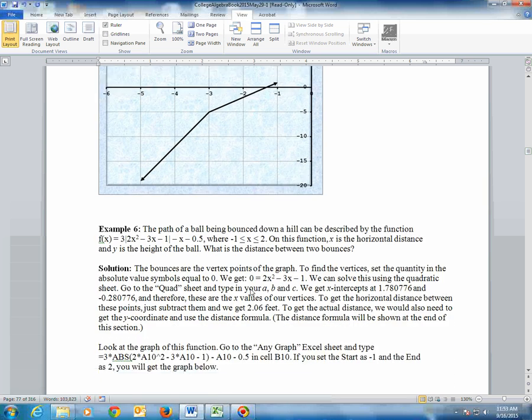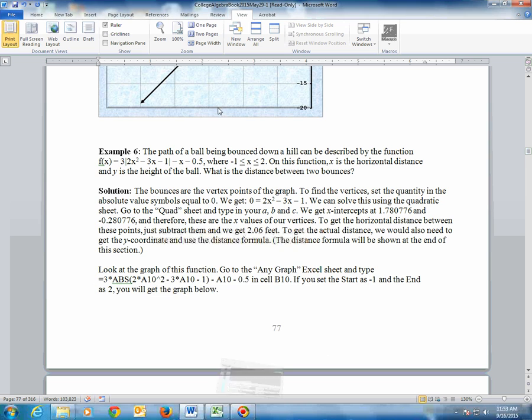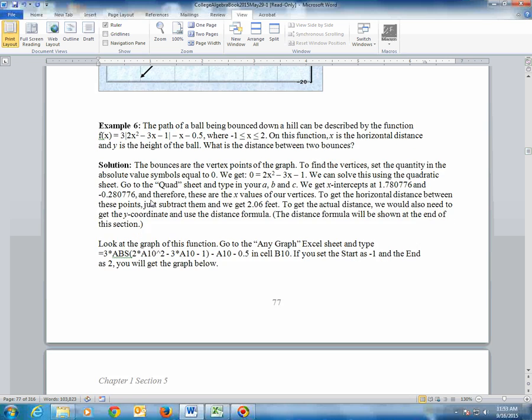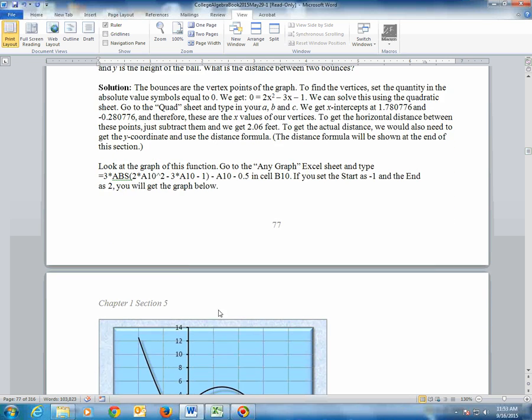Okay. This last example, the path of the ball, is given by this one. It's a very messy absolute value equation with a quadratic in it, and it says on this function, x is the horizontal distance and y is the height of the ball. What is the distance between the two bounces? Well, the bounces come from the x parts of the vertex points. So I'll type this one into the Excel sheet, and you see how you type it in here, but I'll go ahead and do that.